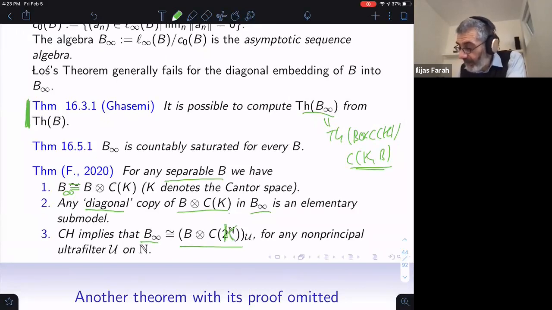So finally, from the first two parts, CH implies that the asymptotic sequence algebra is isomorphic to the ultrapower of B tensor C(K), for any non-principal ultrafilter U on N. Right, so in that sense, for all practical purposes, the asymptotic sequence algebra is just a special case of an ultrapower after you stabilize your C*-algebra by tensoring with continuous functions and compact operators, which to a large extent explains why ultrapowers and asymptotic sequence algebras are interchangeable in many arguments in classification.